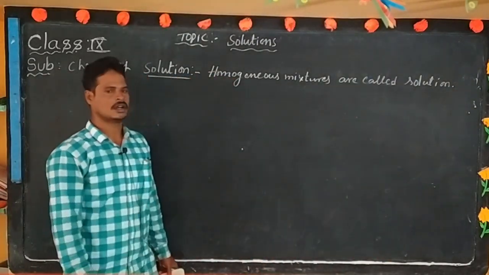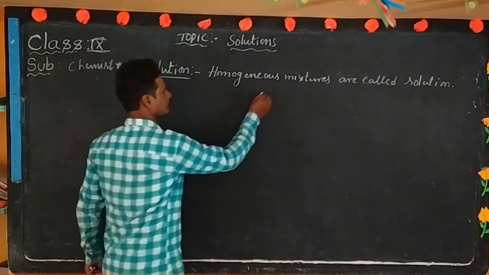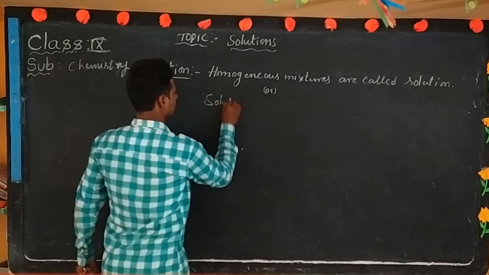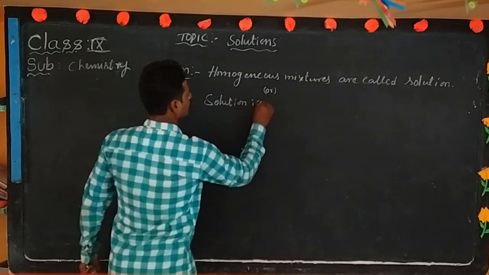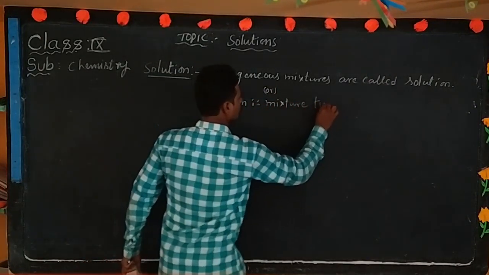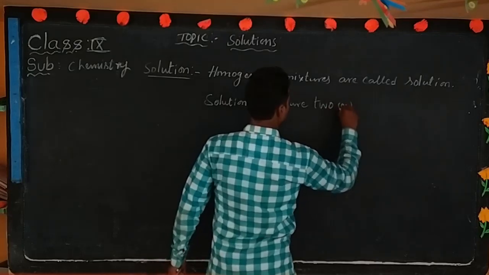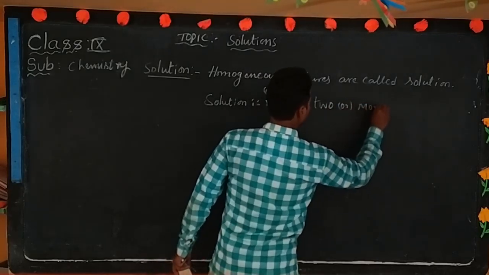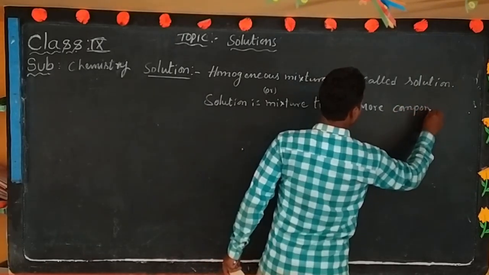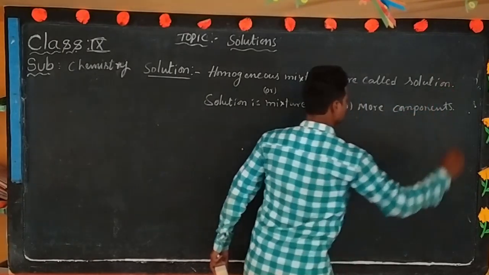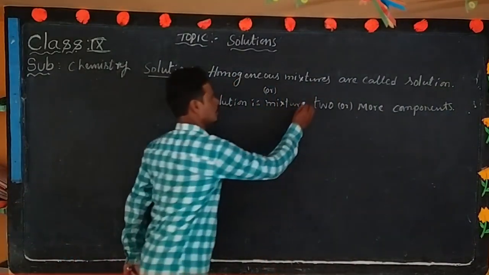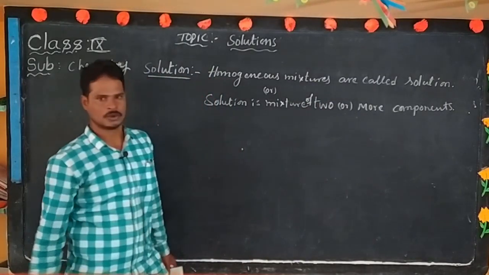Homogeneous mixtures are called solutions, or a solution is a mixture of two or more components. Solution is a mixture of two or more components.